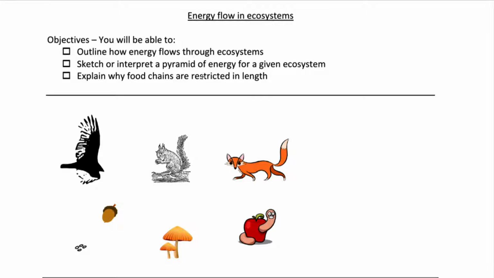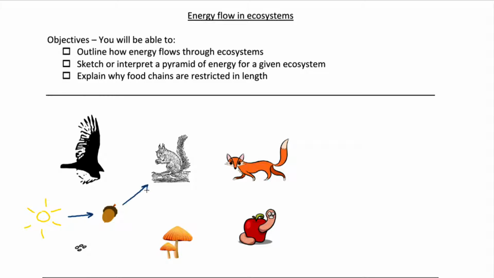This lesson's on energy flow in ecosystems, and here are the objectives. Here's the food web from the previous lesson, and we saw that producers, like an oak tree, perform photosynthesis, and by performing photosynthesis, they take the light energy and transform it into chemical energy stored in the carbon compounds in the oak tree or in the acorn.